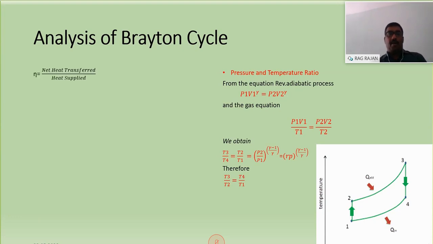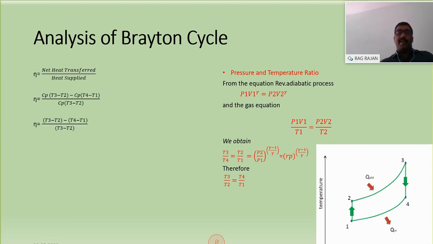Now we have to find the efficiency. Already we have seen it is the net work done divided by the heat input or heat supplied. Net work done is equal to net heat transferred as per the first law of thermodynamics. So efficiency is equal to net heat transferred by heat supplied, which is equal to Cp into (T3 minus T2) minus Cp into (T4 minus T1), divided by Cp into (T3 minus T2). We have seen in the last slide how these are obtained.